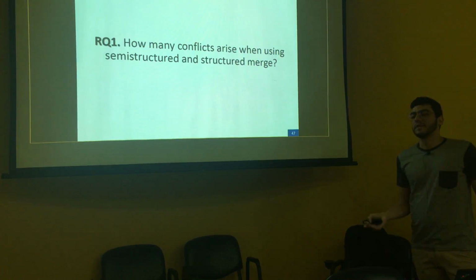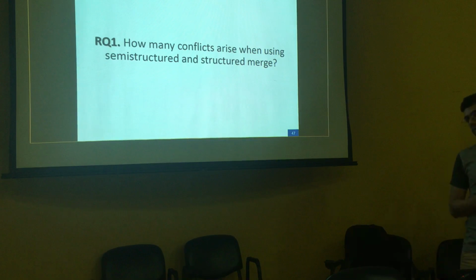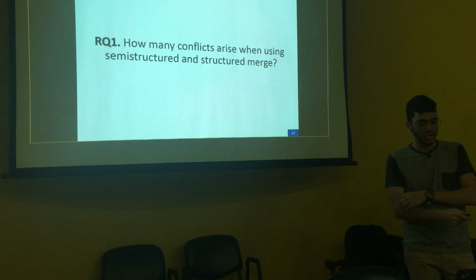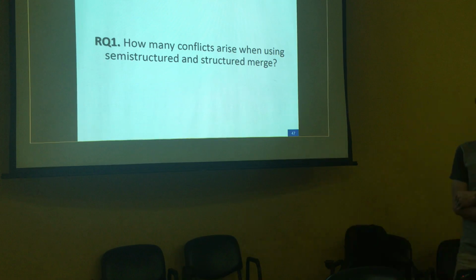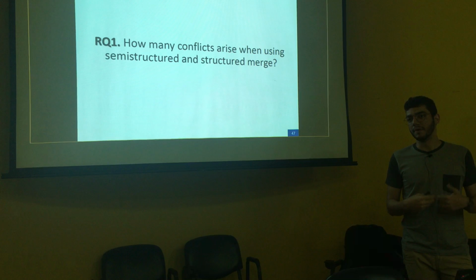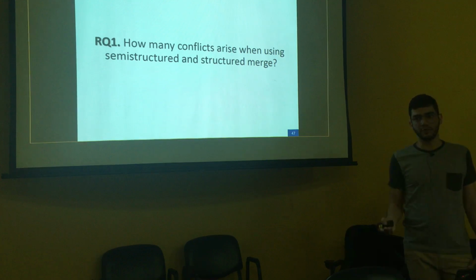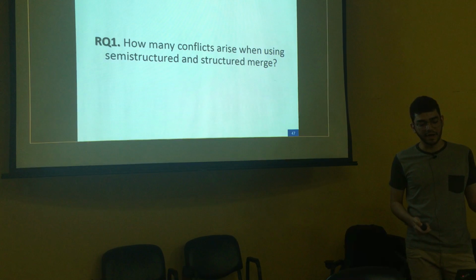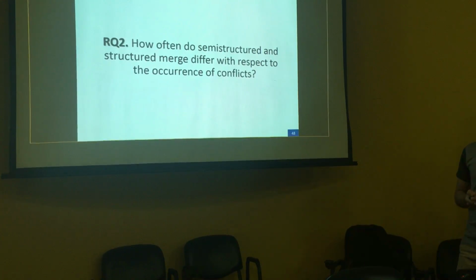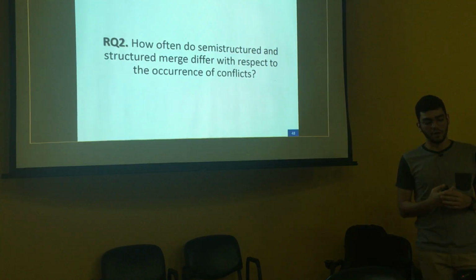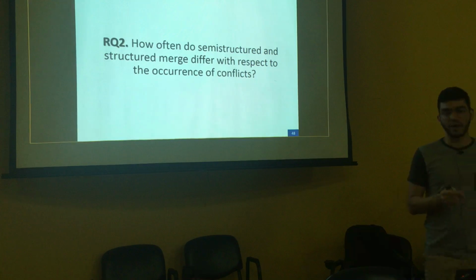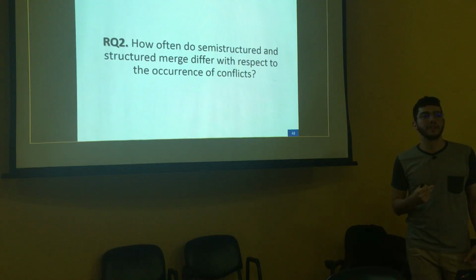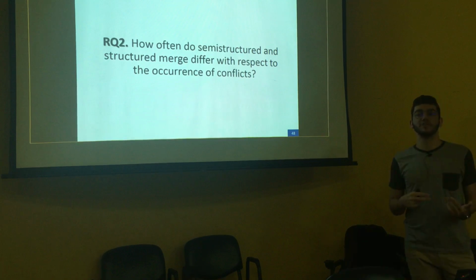So to better understand the difference, the strengths and weaknesses of semi-structure and structure merge, we answer a number of research questions. Question number 1 is how many conflicts arise when using semi-structured and structure merge? To answer these research questions, we merge the chains of each scenario with both strategies, and for the result of each strategy, we count the total number of reported conflicts by each one. Question number 2 is how often do semi-structured and structure merge differ with respect to the occurrence of conflicts? To answer this research question, we assess how many merge scenarios have conflicts reported by only one of the strategies.